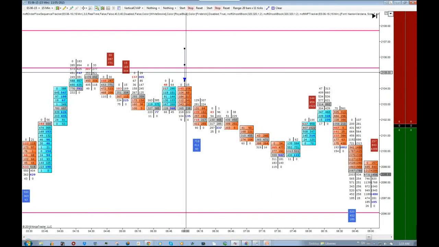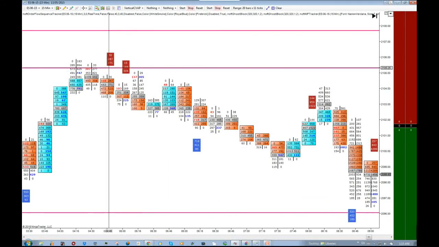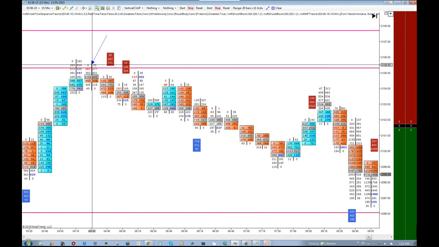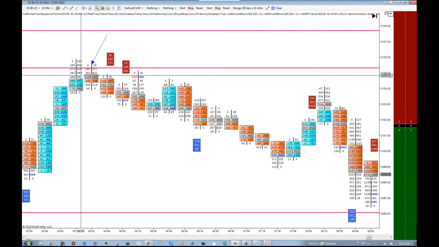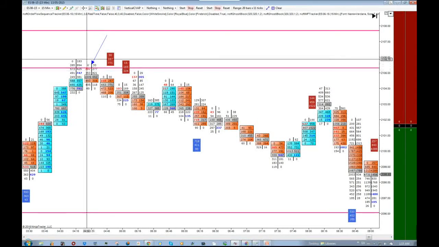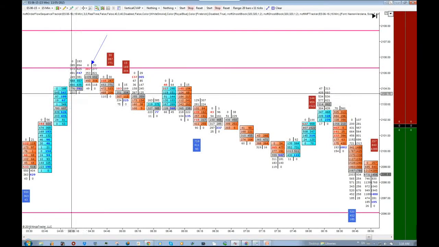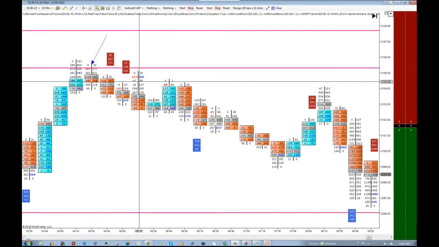Now let's look as we came up into this 2105.75 area. We came up into that level, and there was quite a bit of significant aggressive buying. You can see that in the blue numbers that are shown. And when we come up into this area, all of a sudden the blue trade imbalances disappear.